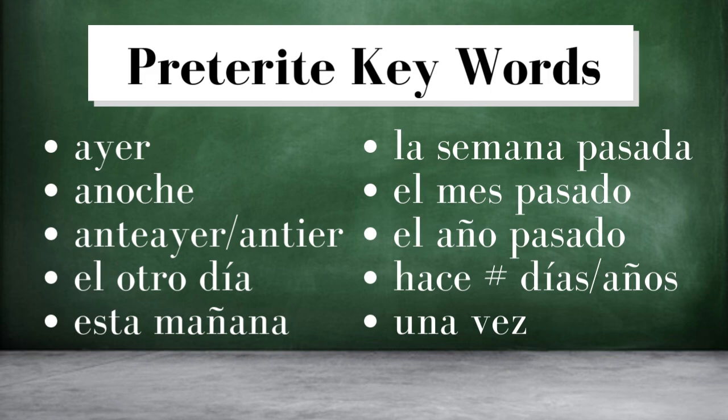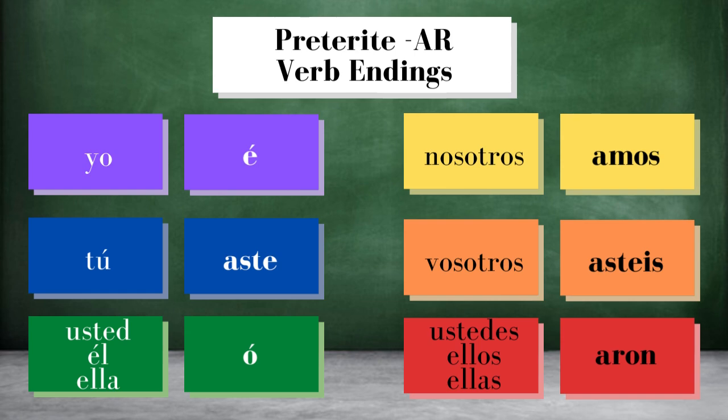Before we move on to conjugate IR verbs, let's first review how to conjugate AR and ER verbs in the preterite tense. These are the AR verb endings in the preterite tense. You may want to write these down so that you can remember them. Yo ends with é, with an accent. Tú goes with aste. Usted, él, and ella end in ó, or O with an accent on it. Nosotros ends in amos, just like it does in the present tense. Vosotros ends in asteis. And ustedes, ellos, and ellas end in aron.